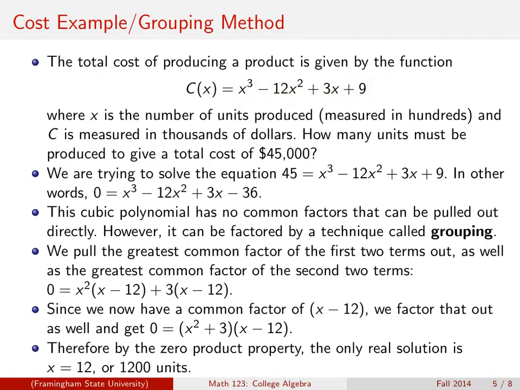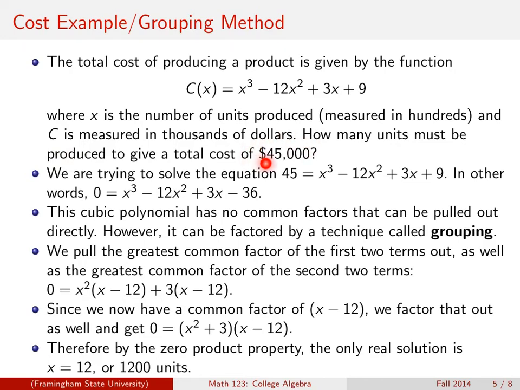So the total cost of producing a product is given by this function. Who knows what the product is? But x is the number of units produced, measured in hundreds. So if x was 2, we'd have 200 units produced. And c is the cost, measured in thousands. How many units must be produced to give a total cost of 45,000?